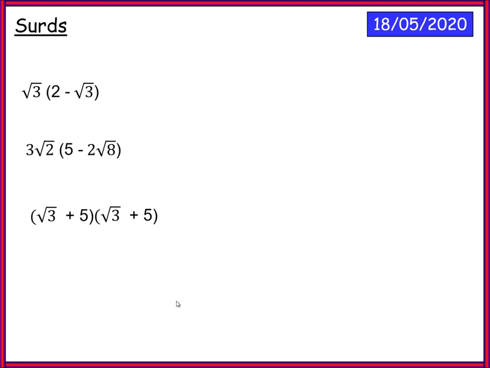All good? So let's look at the first one. Square root of 3 times 2 minus root 3 in brackets. First things first, expand. Root 3 times 2 is going to give you 2 root 3. And then root 3 times root 3. Don't forget the minus. So 2 root 3, and then root 3 times root 3 is root 9, which is just 3.